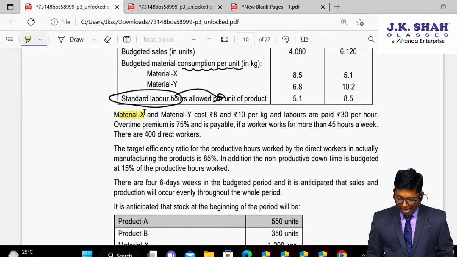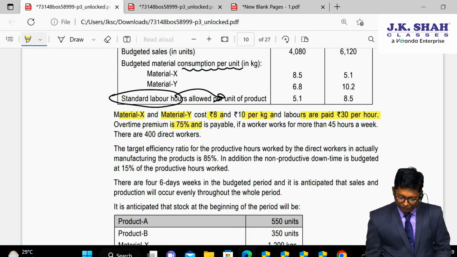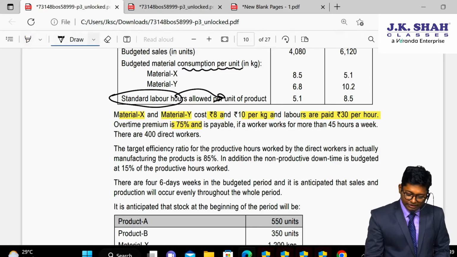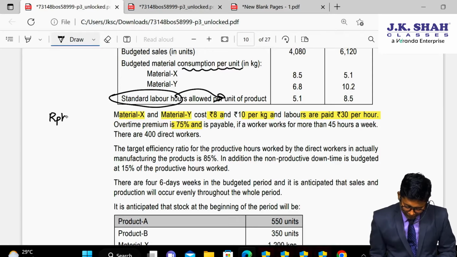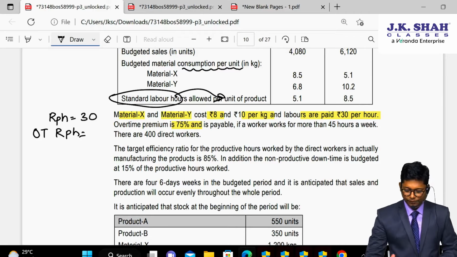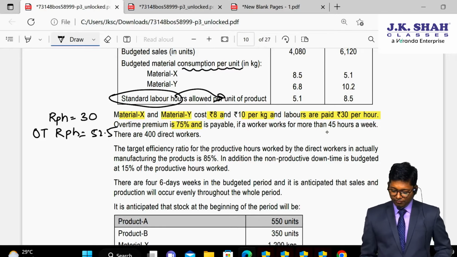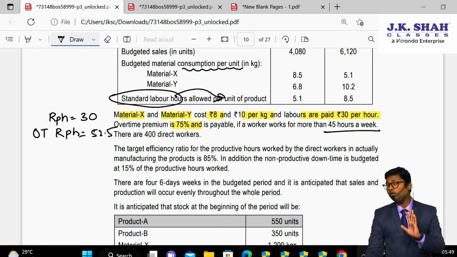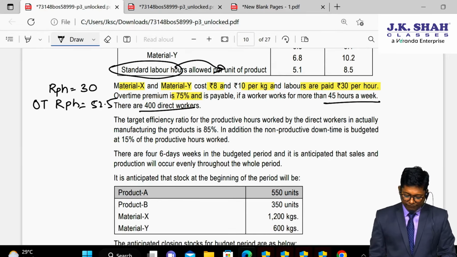Material X and material Y cost 8 and 10 per kg, and laborer hours paid 30 rupees per hour. Overtime premium is 75%, that means 30 into 75%, extra 22.5 premium you will be giving to your worker. That means rate per hour is 30, but OTRPH is equal to 30 plus 75%, that is 52.5. There are two different rates. If a worker works for more than 55 hours a week, then only overtime premium applies, and there are 400 direct workers. The target efficiency ratio is given.